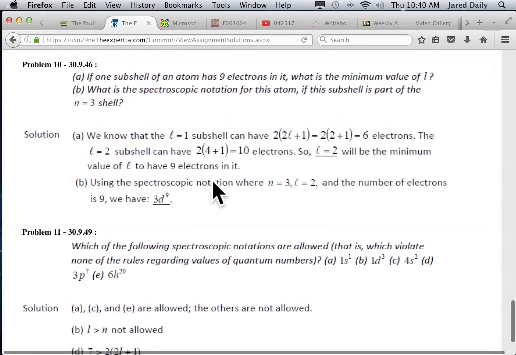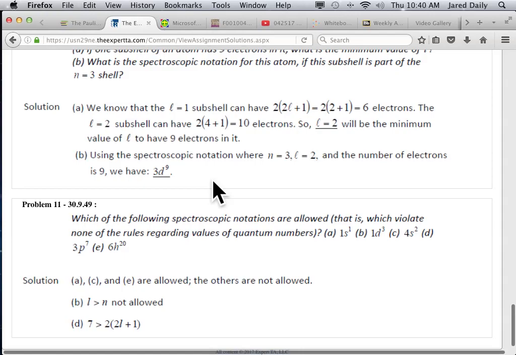So, let's see, where were we? Problem 11, right? So, the only ones that are allowed are that first one, 1s1. Second one not allowed because if n equals 1, you cannot have an L equals 2 or 3. D is 3, right? So you can't have an L equals 3 if you have n equals 1. If you have n equals 4, you can have a 4s2, right? 4s2, that's calcium. We're just talking about that, right? You can have 4s2, that's perfectly viable.